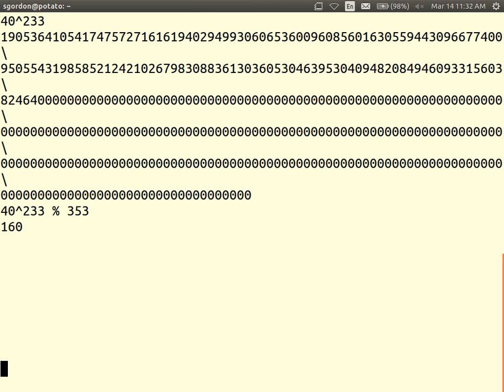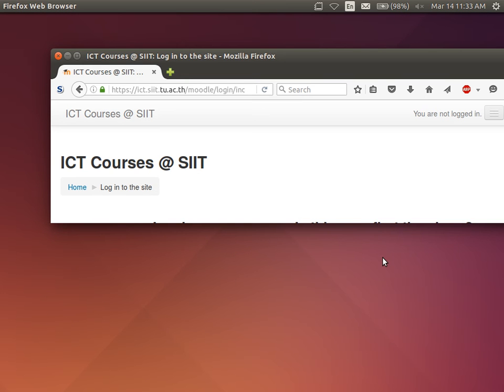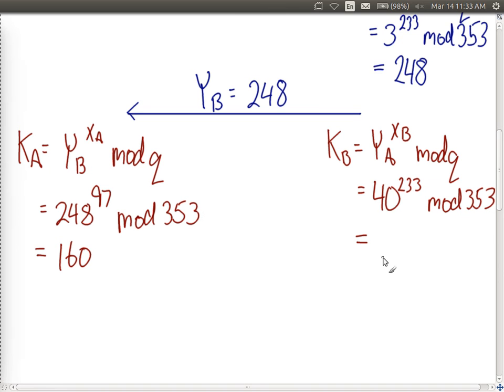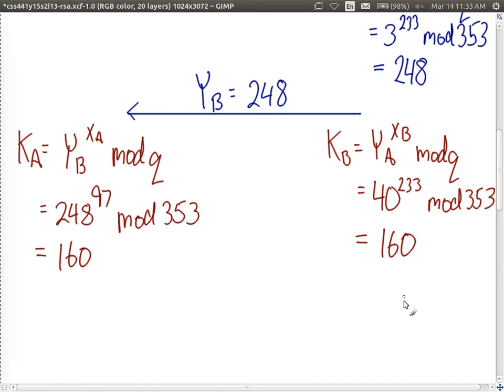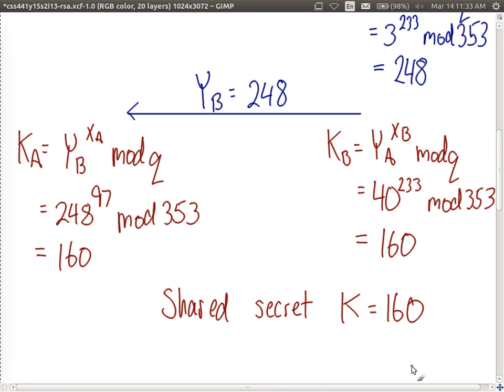40 raised to the power of 233 is a large number with many zeros at the end. Mod 353, it gives 160. Is it lucky? Do KA and KB end up being the same? We now have a shared secret between A and B. They both know 160.